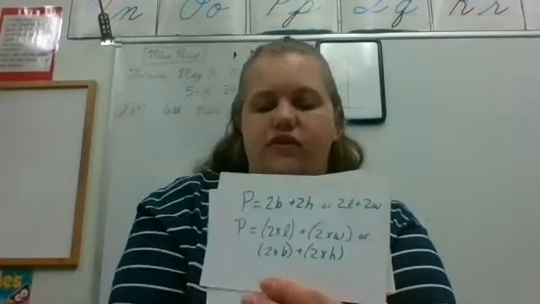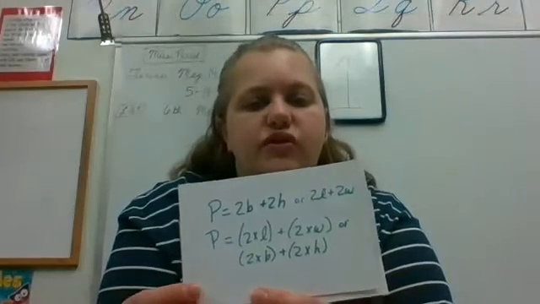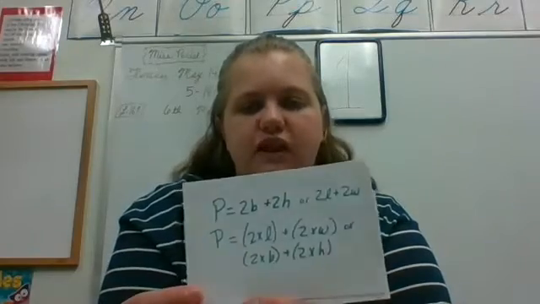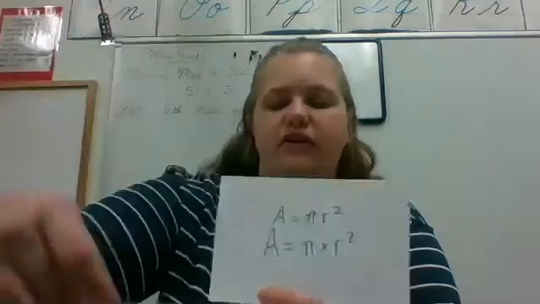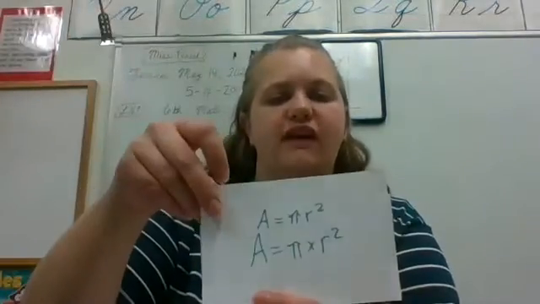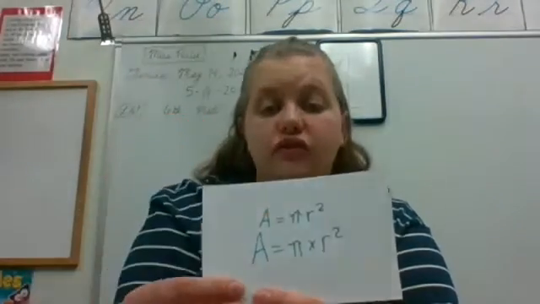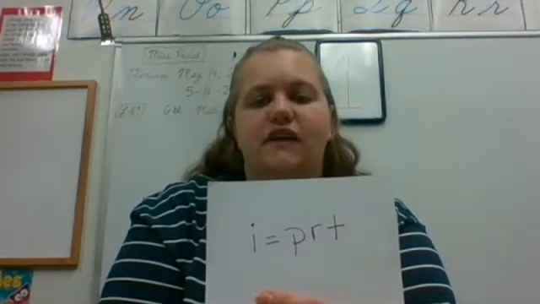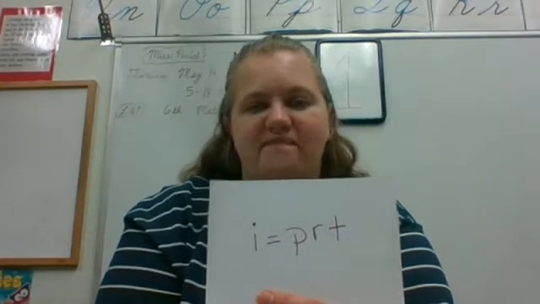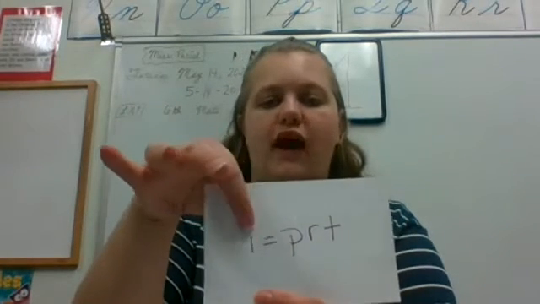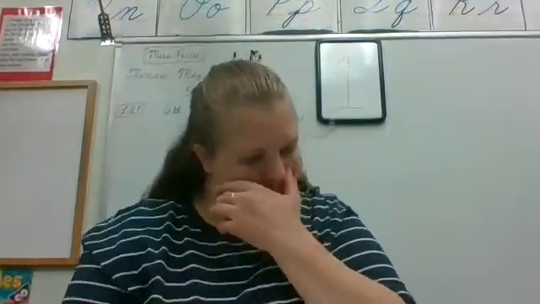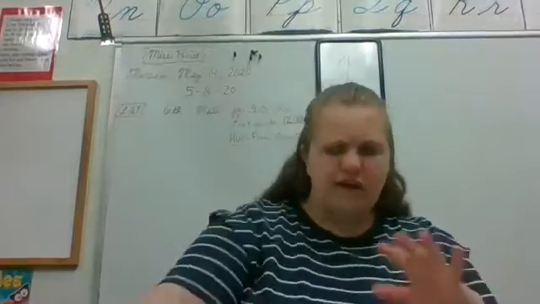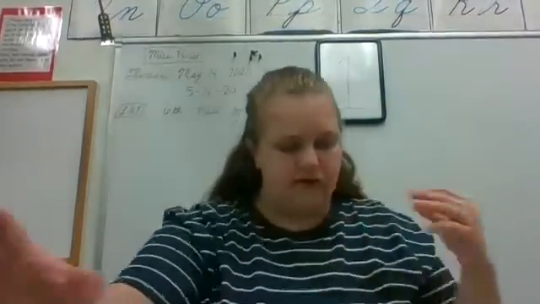Okay, using diameter. P equals 2 times B plus 2 times H, or 2 times L plus 2 times W, is perimeter of a parallelogram, good. A equals pi times r squared, area of a circle, right? And then I equals P times R times T is interest, and that's interest equals principal times rate times time. Good job. All right, so those are the formulas that you're going to be using.